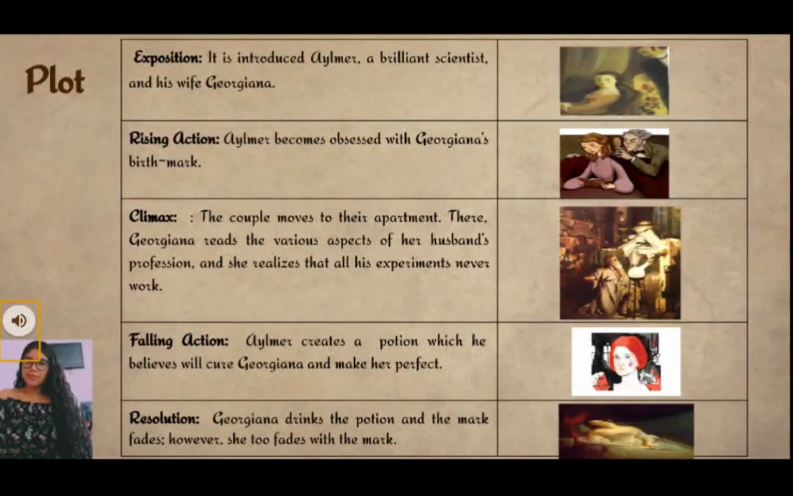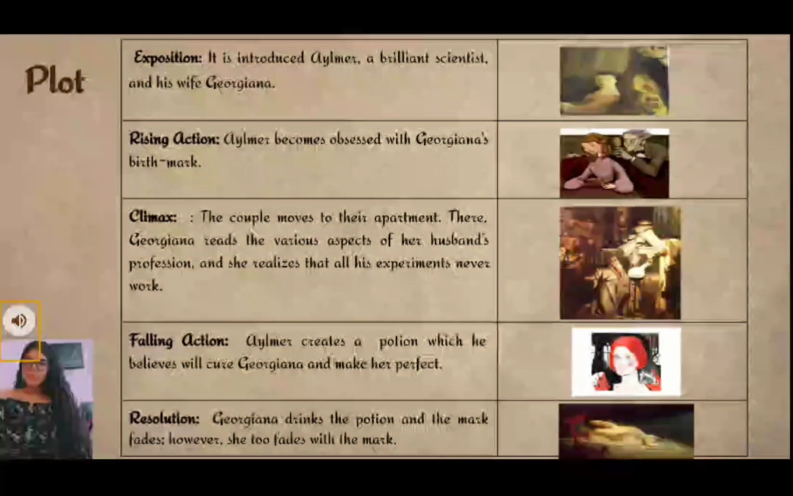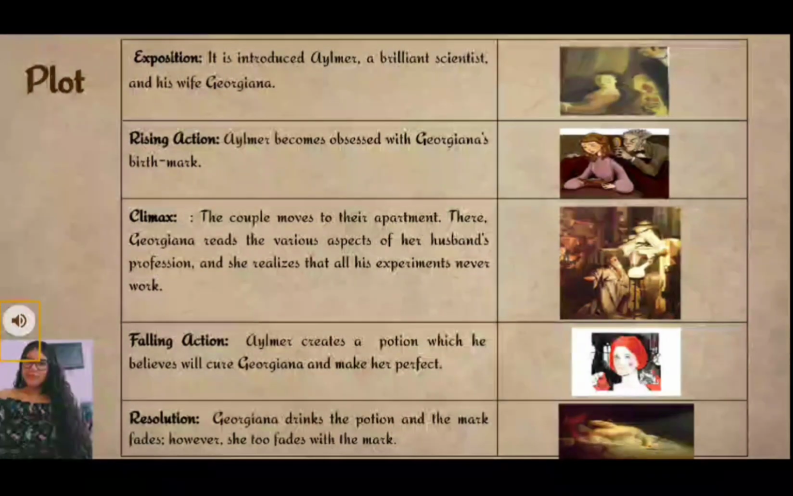Plot. The plot of the short story is divided in first, exposition. It introduces Aylmer, a brilliant scientist, and his wife Georgiana. Second, the rising action. Aylmer becomes upset with Georgiana's birthmark. He is the only person who finds the mark disturbing. Aylmer considers that her almost perfect face is what makes the mark so shocking. So he wears his wife down and she agrees to let him remove it.